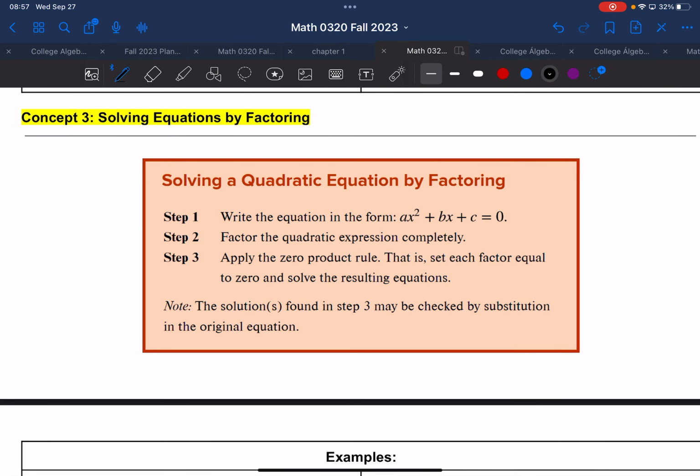Okay, so now that we learned that zero product property of setting each part equal to 0, we're going to use that and the skills that we learned from factoring, and we're going to put it all into one problem.